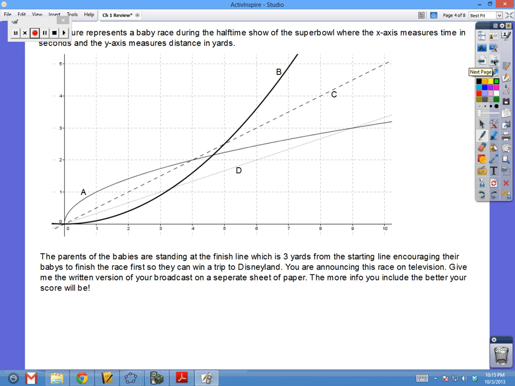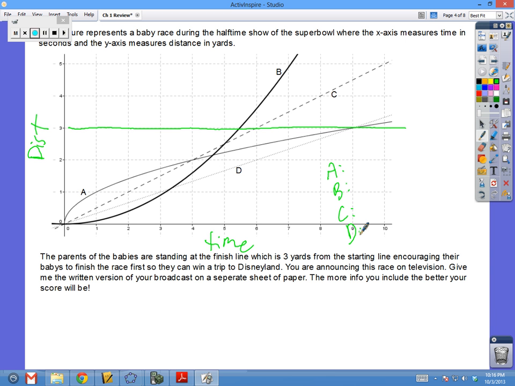If you are looking at this picture and you're going to be asked to explain what the heck is going on, if you've got a baby race, this is time. This is distance. And it's in yards. So this is 1 yard, 2 yards, 3 yards. It's kind of like an essay question. You got to explain what's going on. So 3 yards right here. Baby A, baby B, baby C. Let's figure out who's going to win.